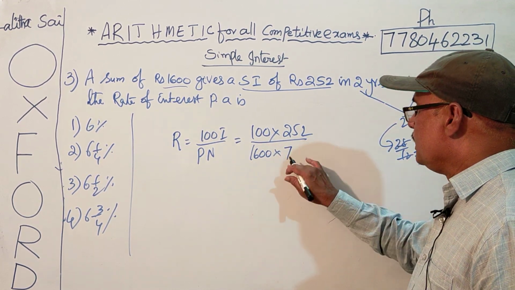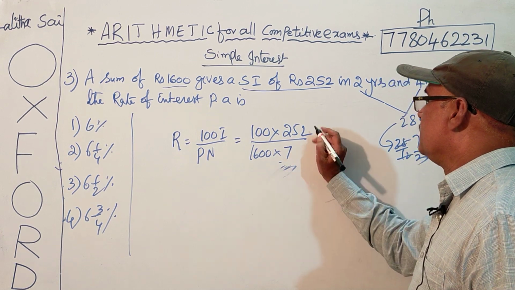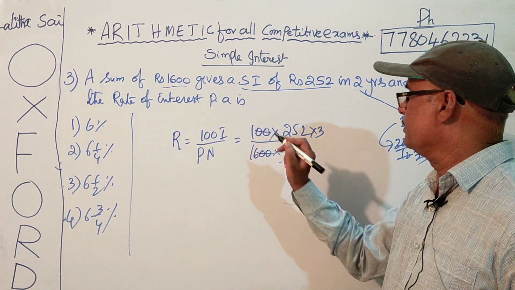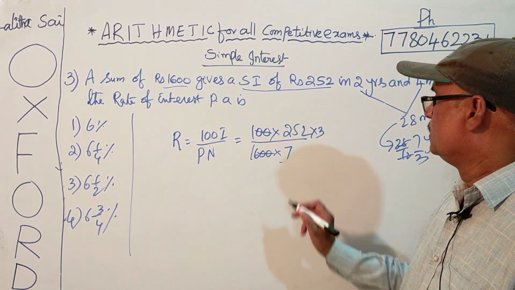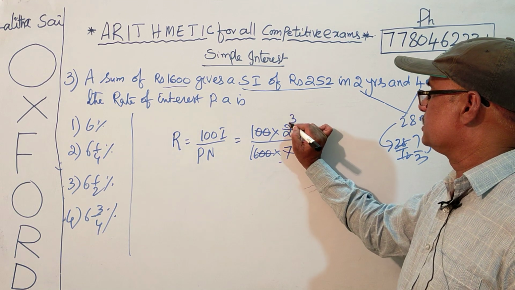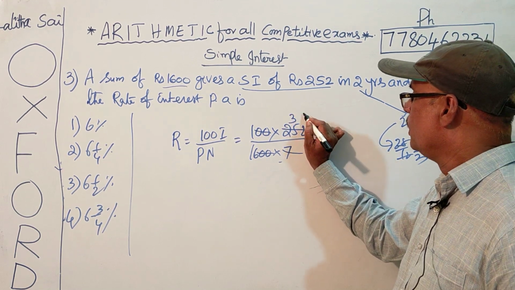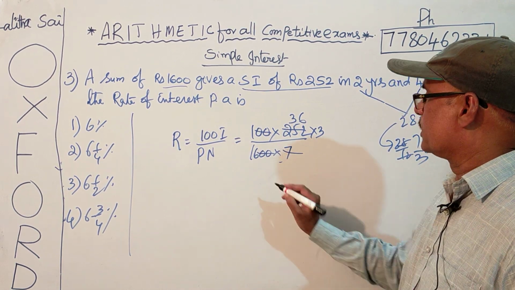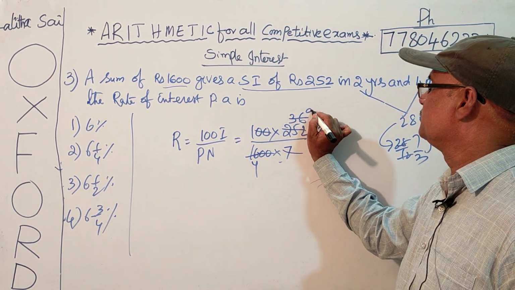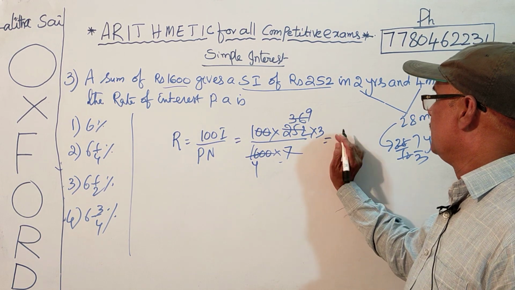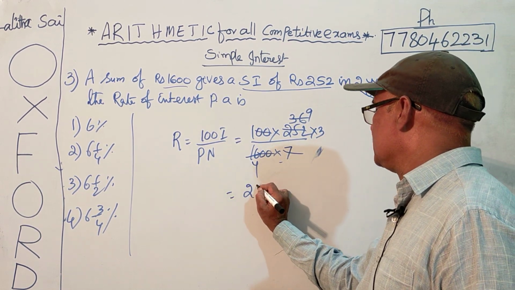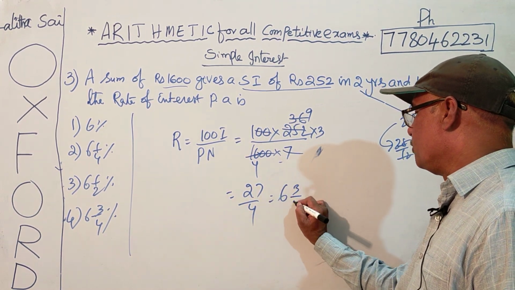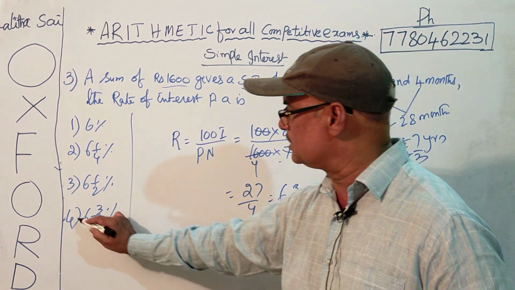Instead of 3 here, put here, please. That one. Now calculations. Zeros. 7 table 3 times, 42. 4 table 4 times 9 times. Totally this is 27 by 4. That is 6 3 by 4%. So your answer is fourth option.